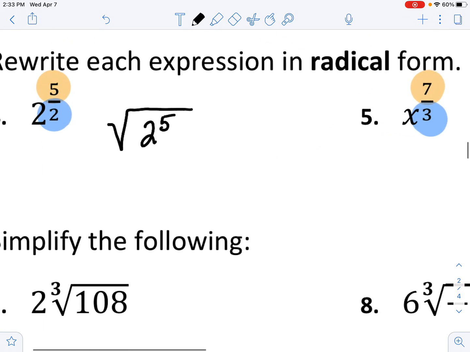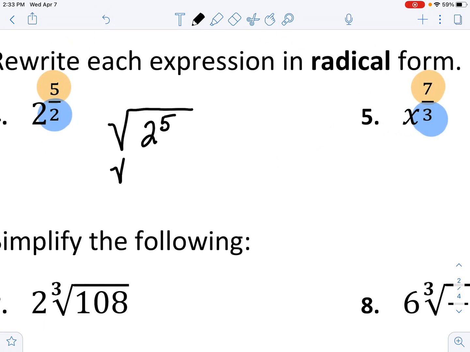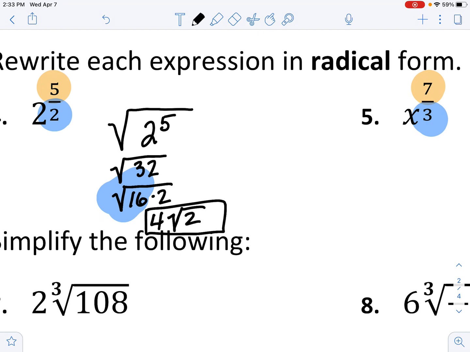So 2 to the 5th is equal to 32. And 32 is not a perfect square, but it has the perfect square factor of 16. So 16 times 2 is 32. Square root of 16 is 4. So our simplified answer would be 4 square root of 2, or 4 radical 2.